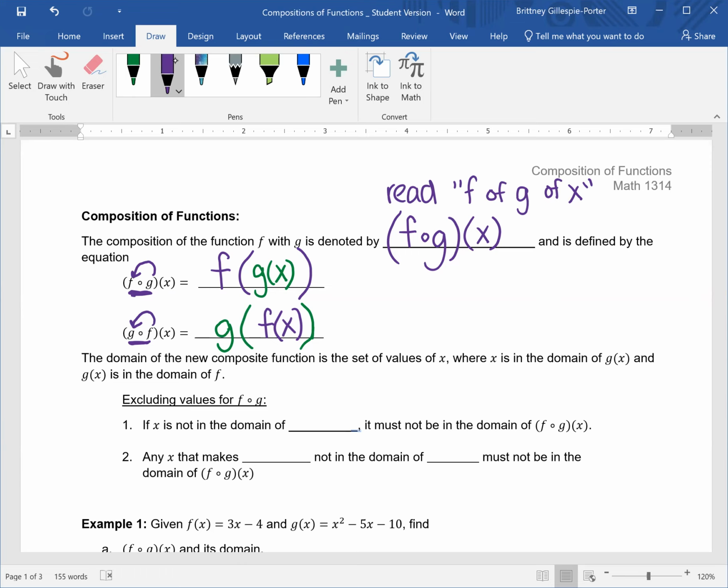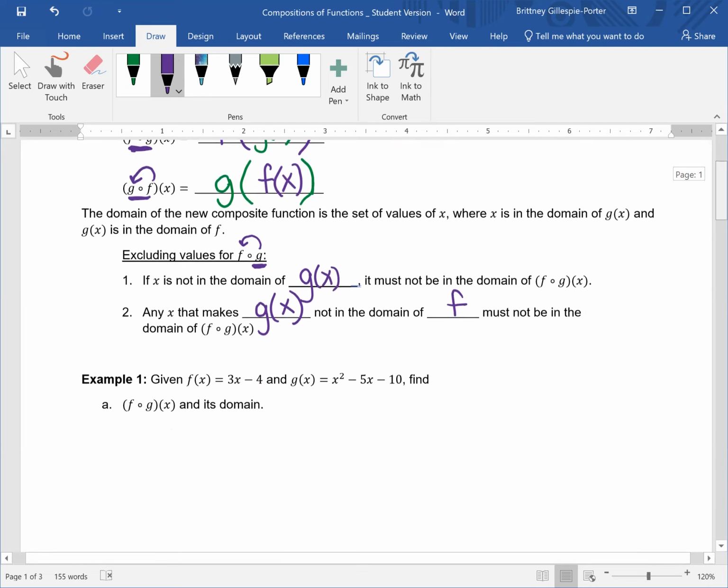Instead, we have two rules for excluding values. And this is for f composed with g, which means we're plugging g into f. If x is not in the domain of g of x, so if it's not in the first part, then it can't be in the domain of the composition. And since we're plugging g of x into our function f, if we have an x value that makes g of x not in the domain of f, we got to throw that guy to the curb too. We can't include him if he makes anything undefined.